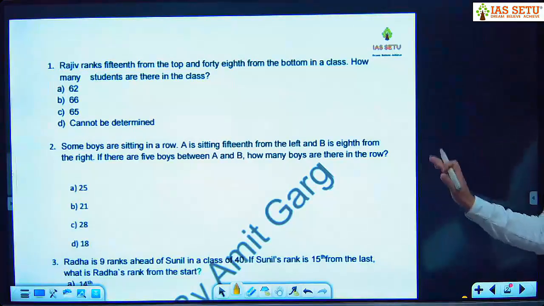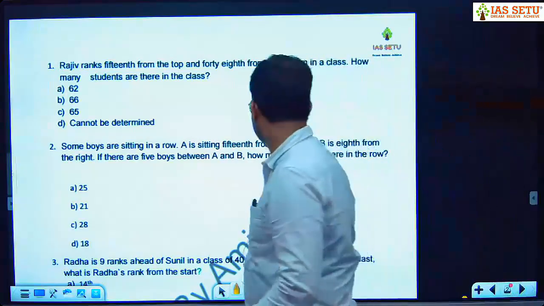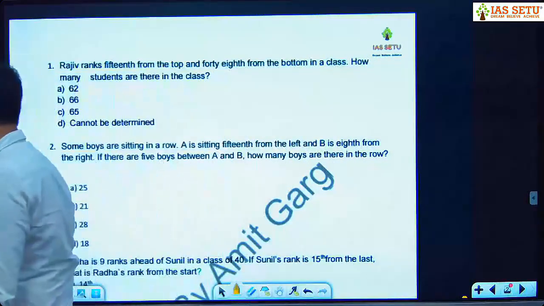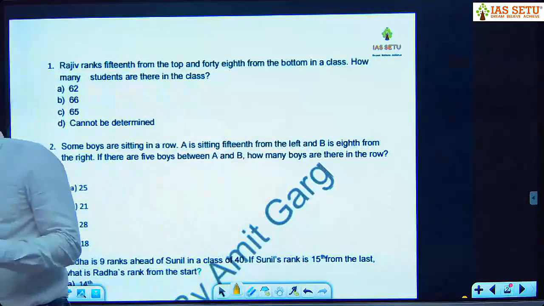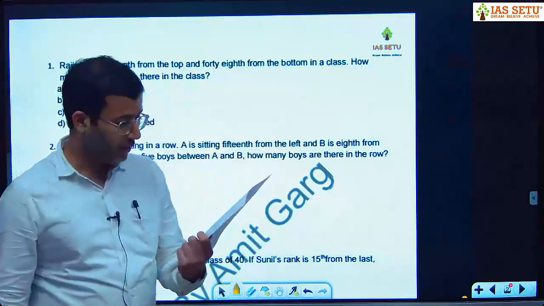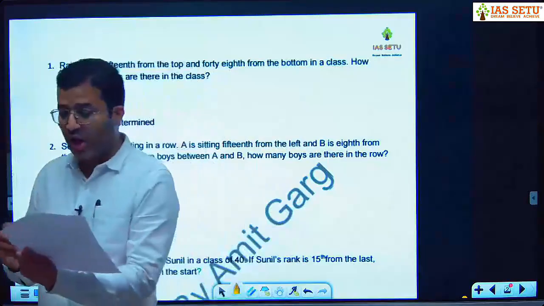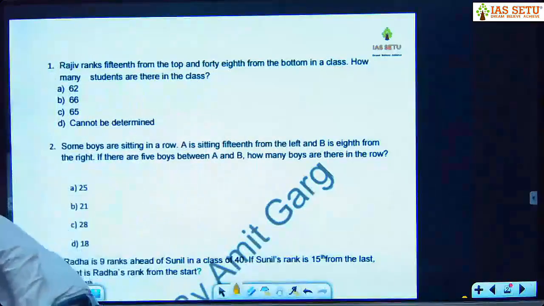Make a diagram where you take A, who is 15 from the left, B, who is 8 from the right, and there are 5 boys between A and B. How many boys are there in the row?